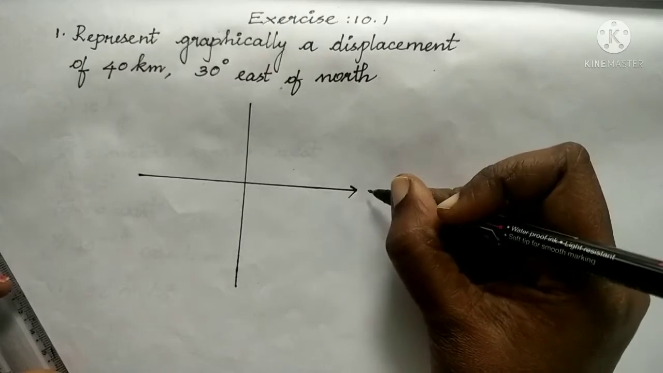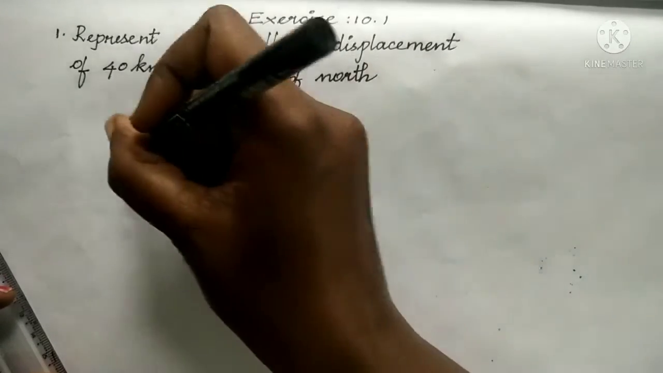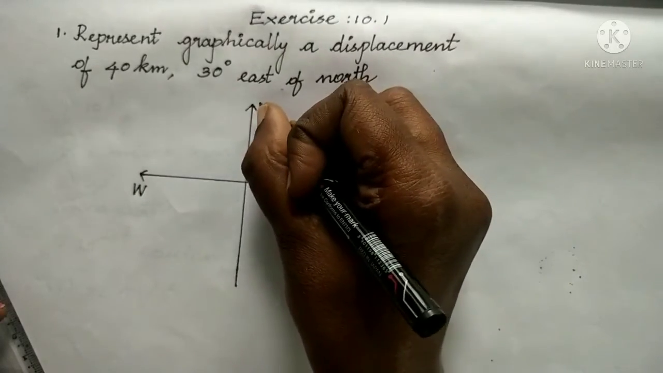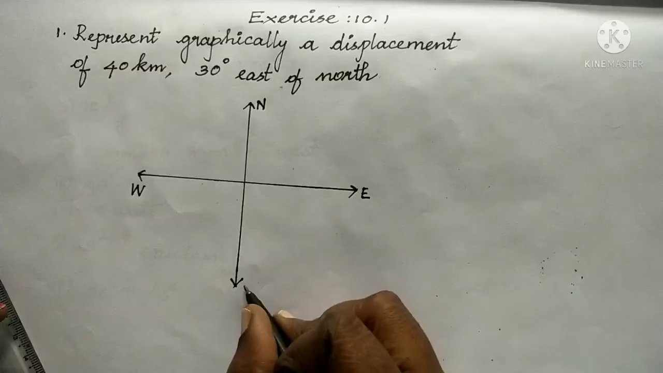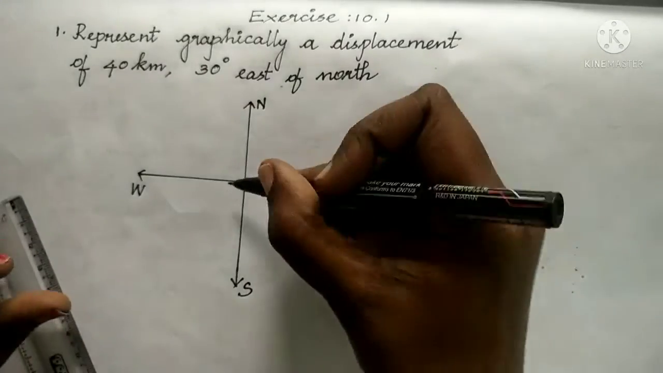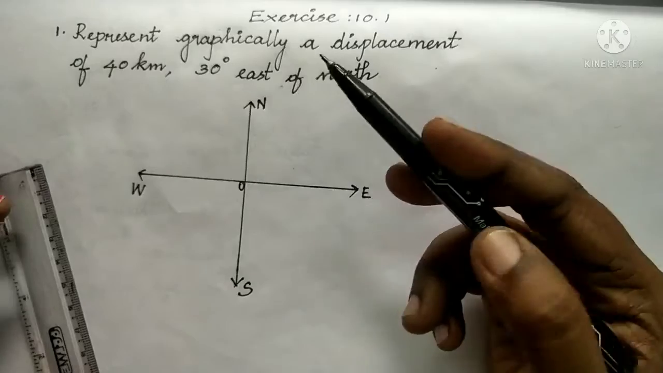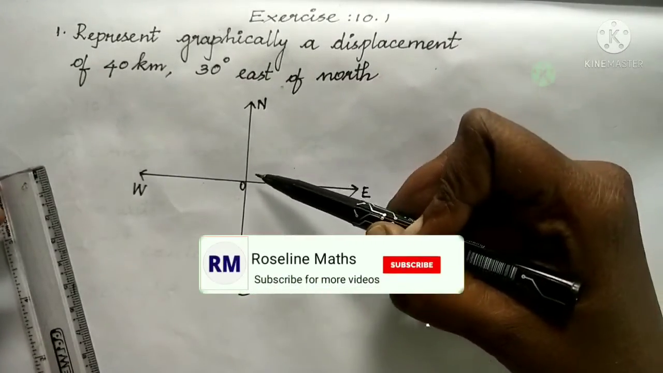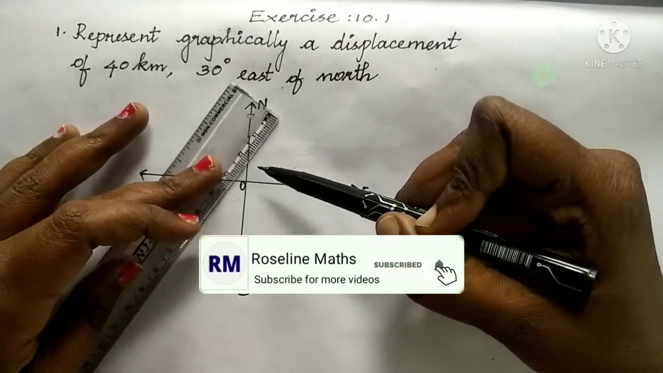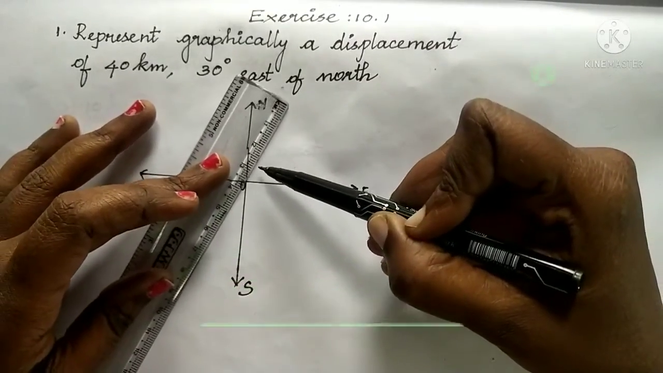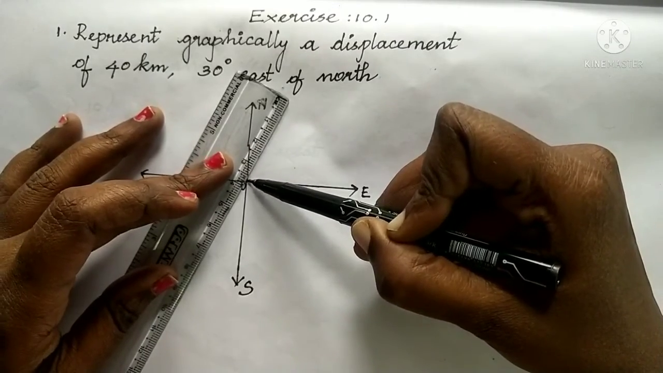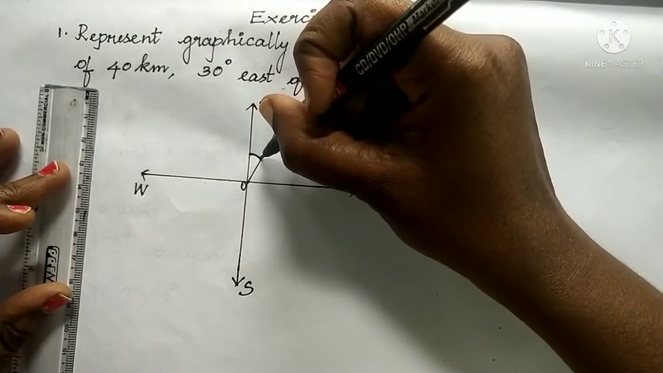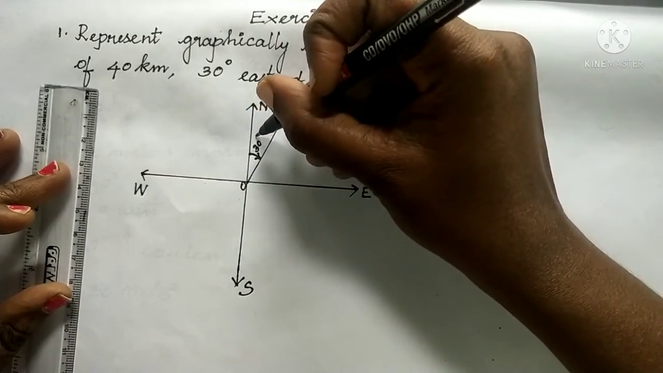We already know this is our east, this is our west, this is our north, and this will be our south. Now we are going to mark 30 degree east of north. This will be east of north. So 30 degree east of north will fall here. So this will be our 30 degree east of north.